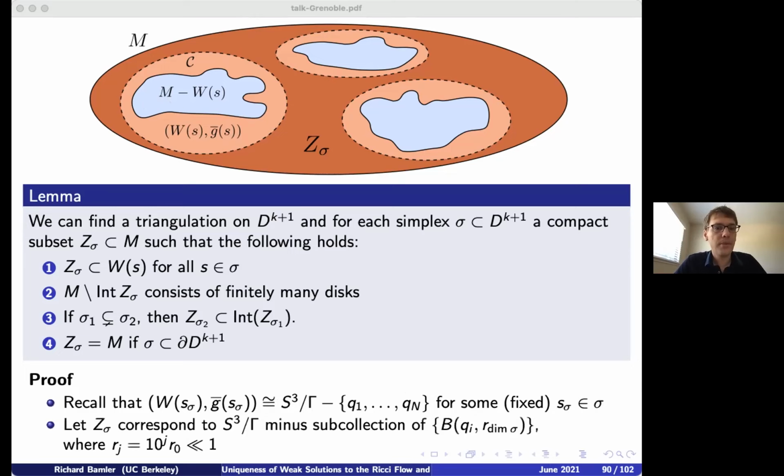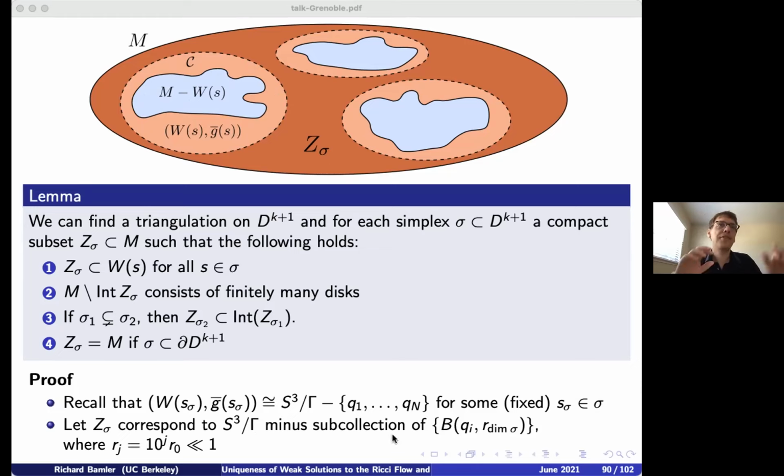Okay. And so what we can do is let Z sigma correspond to this guy minus a few balls around these punctures. Okay? So these dashed lines are really spheres around the punctures with respect to the metric on W. Because essentially these blue regions collapse to a point.